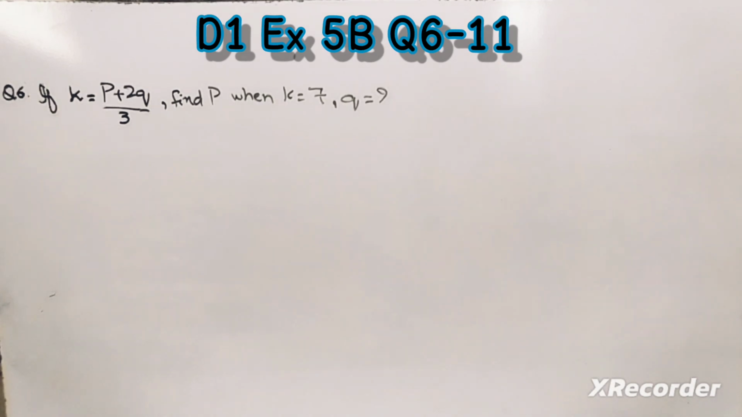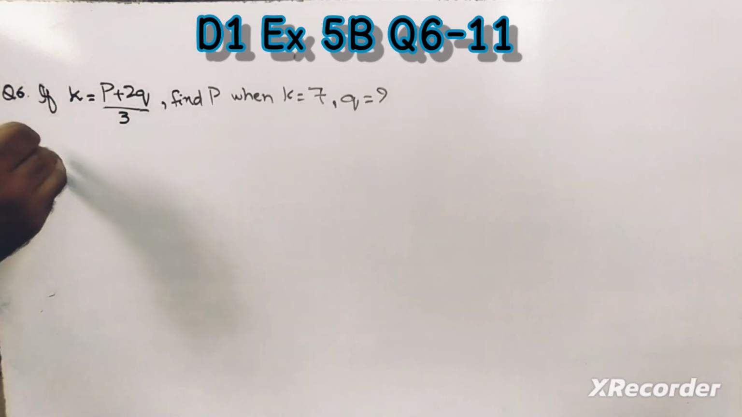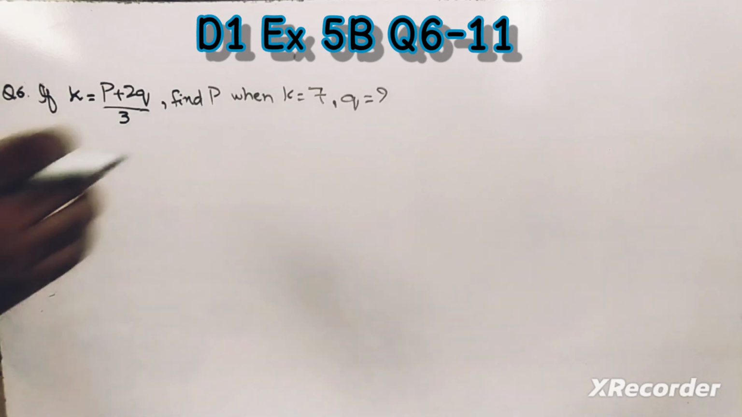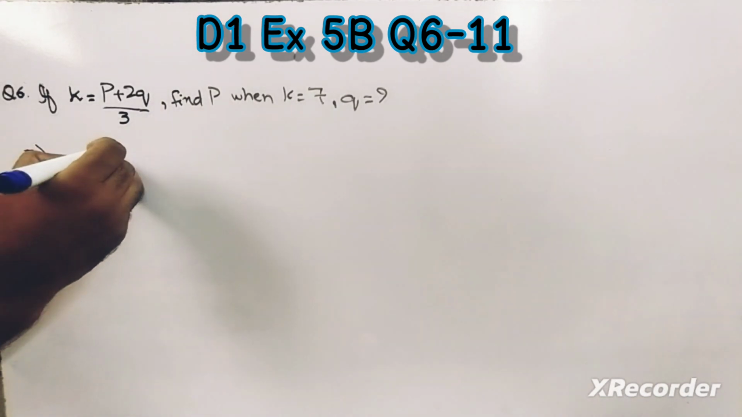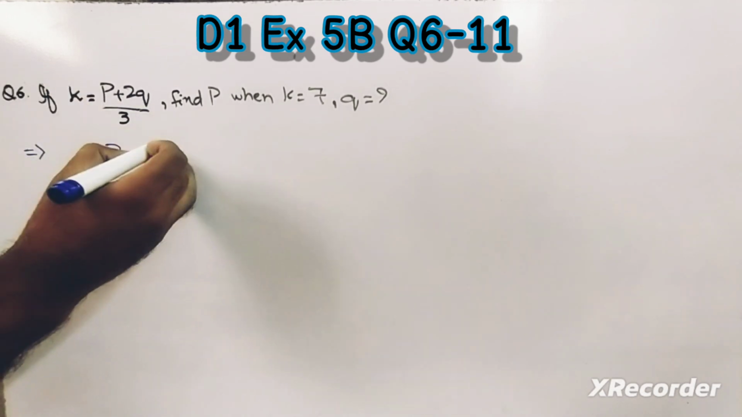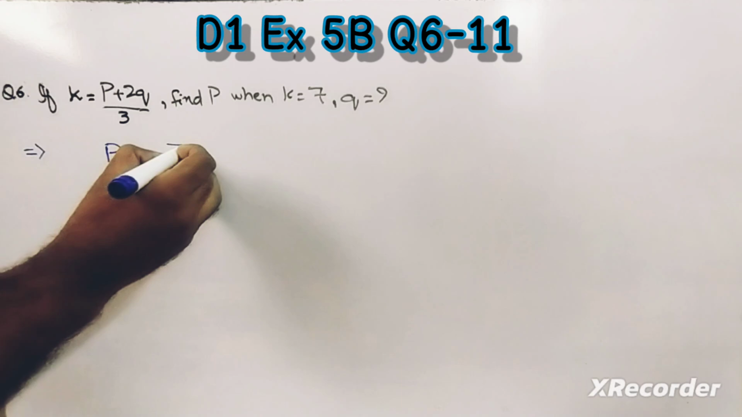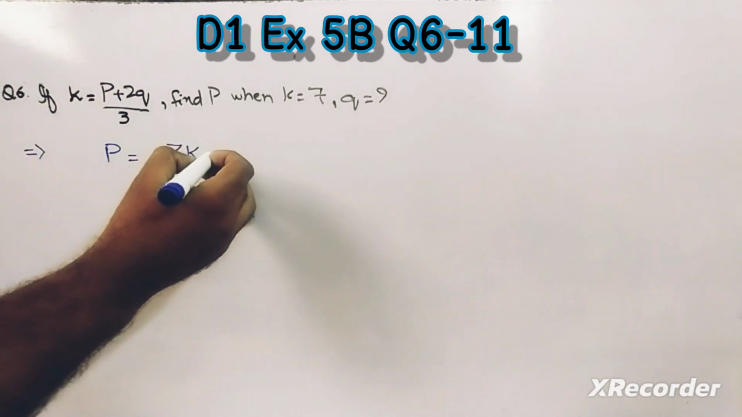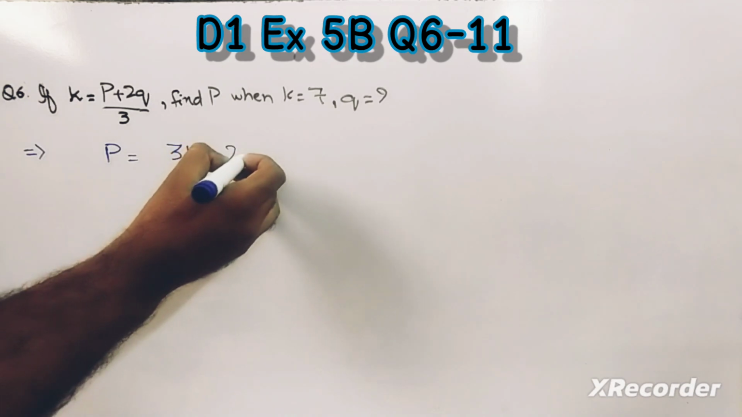Moving forward to question number 6 of exercise 5b. If k is equal to (p plus 2q) upon 3, find the value of p when k is given as 7 and q is given as 9. Let's start. First of all, we convert this formula with respect to finding p, like that. P is equal to 3 multiplied with 3k, like that. Now plus 2q becomes minus 2q.